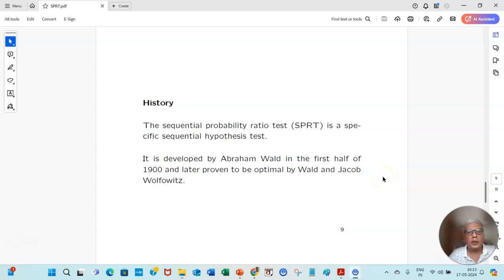A bit of history. The sequential probability ratio test SPRT is a specific sequential hypothesis test. It was developed by Abraham Wald in the first half of 1900 and later proven to be optimal by Wald and Jacob Wolfowitz.